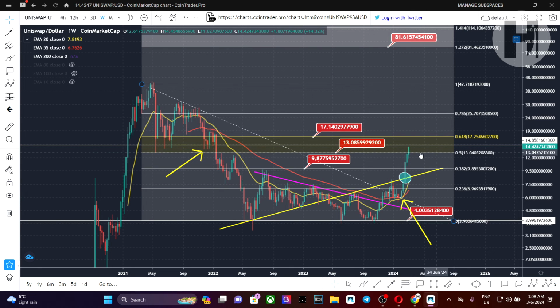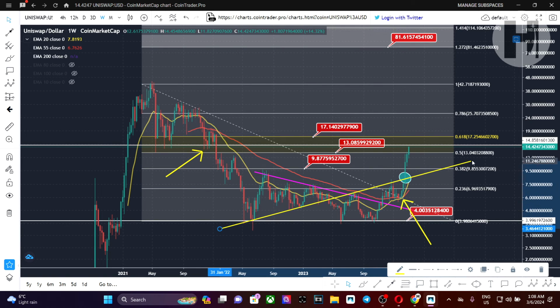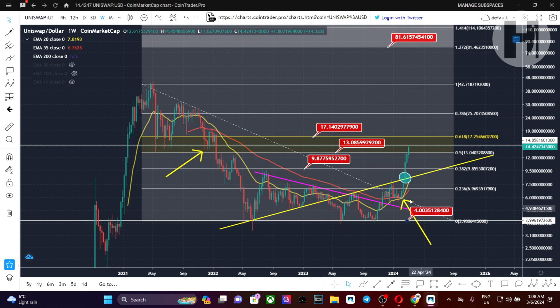We might get a rejection from there, and we might come back down to, let's say, the 0.382, which is sitting at $9.87. And then you have the yellow trend line here that is also a massive support level. Keep in mind, we just broke above it, and this would be a support level from now on. We just need a backtest off of it. That also would be a perfect entry point for anyone who missed out on Uniswap.